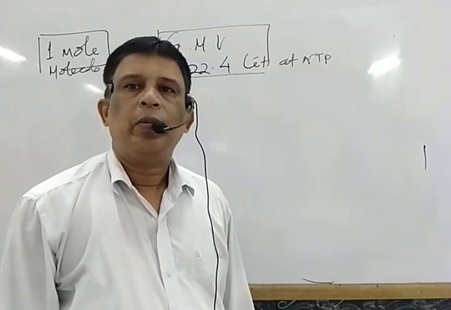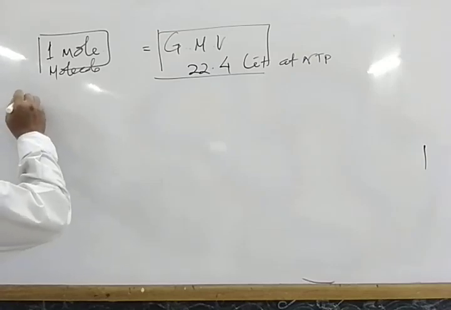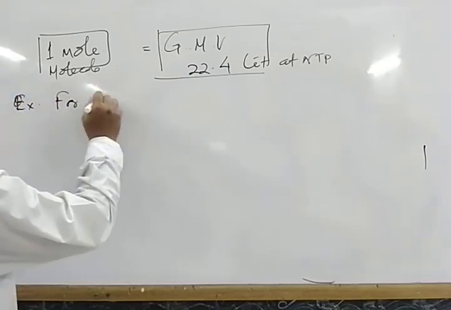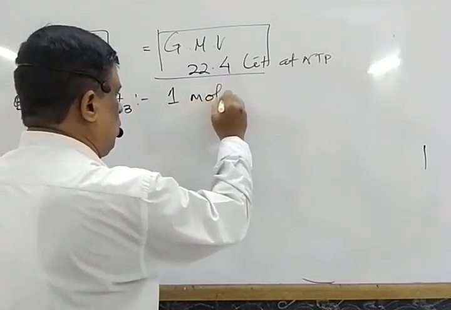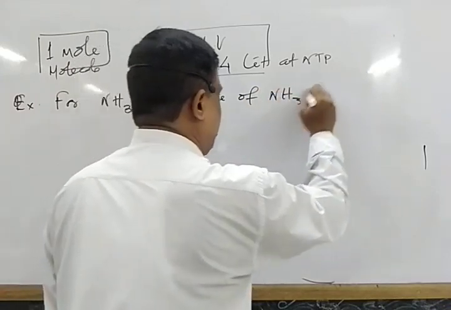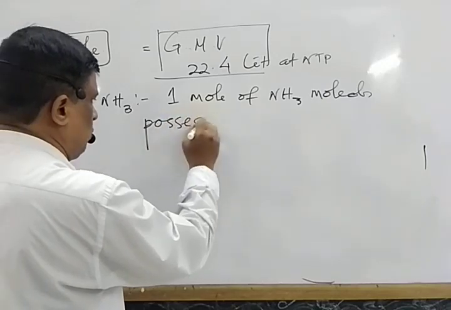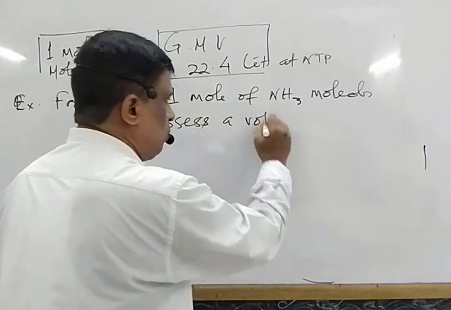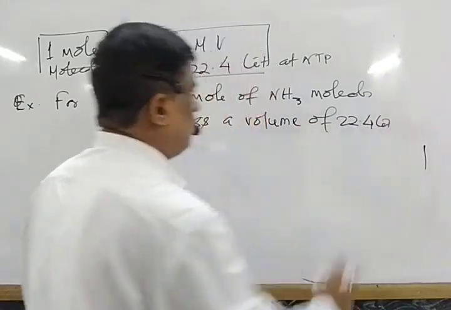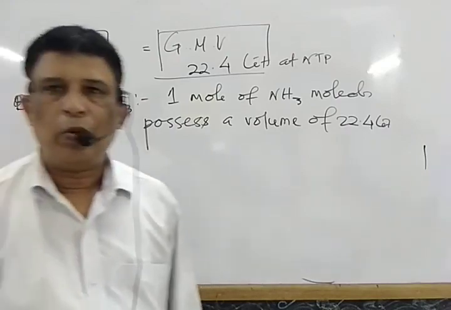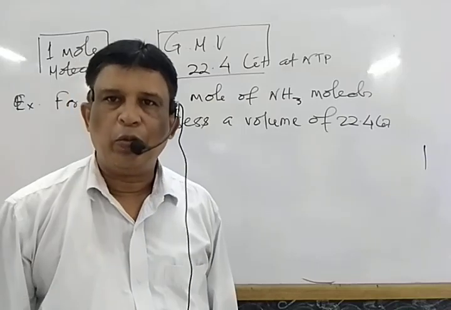That means, by taking NH3, mark that. Example, for ammonia, 1 mole of NH3 molecule possesses a volume of 22.4 liter. Mark that. The volume possessed by 1 mole of ammonia molecule is 22.4 liter.